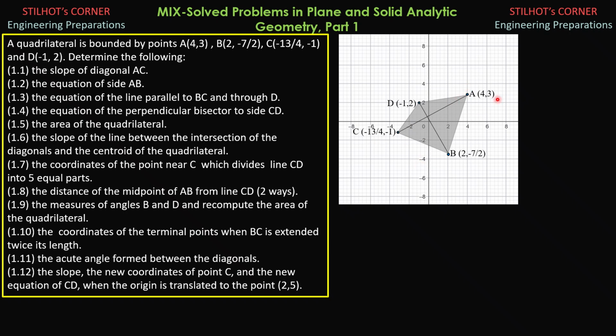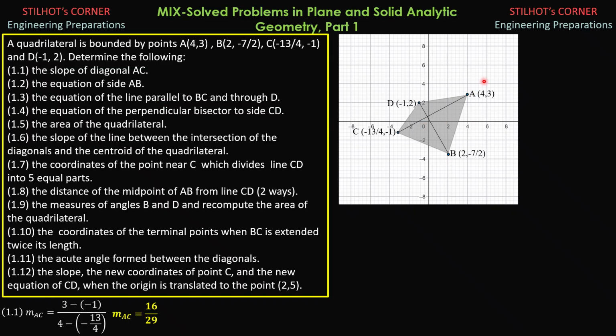So the slope of AC, if we begin at A, is 3 minus negative 1 over 4 minus negative 13 over 4. So the slope of AC is equal to 16 over 29. We take note of this because there is also question 1.6, the slope of the line between the intersection of the diagonals and the centroid of the quadrilateral. So we need that point of intersection of the diagonals. So let's proceed to 1.2, the equation of side AB.